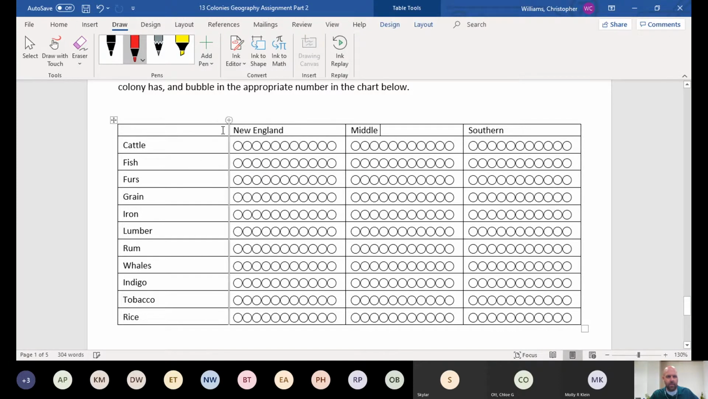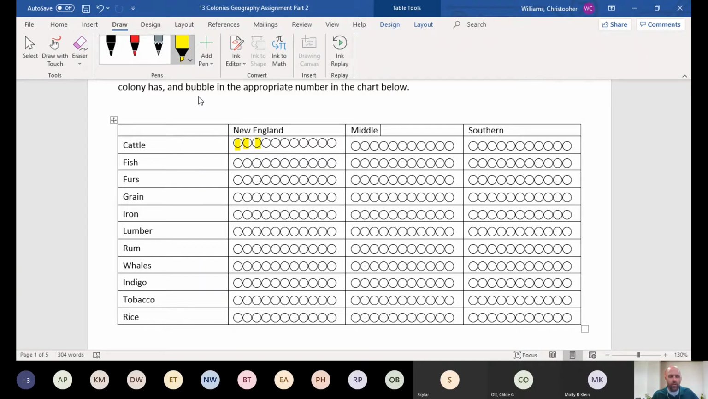So what I'm going to do is ask people to tell me how many you bubbled in for each resource in each colonial region. We're going to start with New England. How many should we have bubbled in for cattle? Okay, we should have 3. Should have 3 bubbled in.